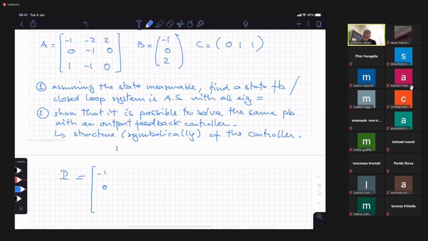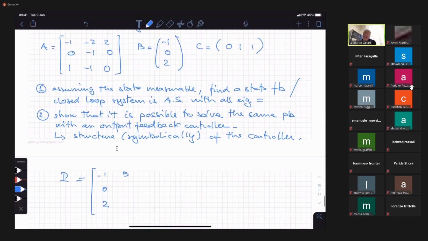So -1, 0, 2, 1 plus 4, 5, 0, -1, and then A squared B, I do AB, A times AB. So -5, -2, -7, 0, 5.